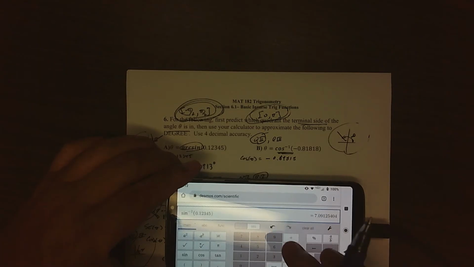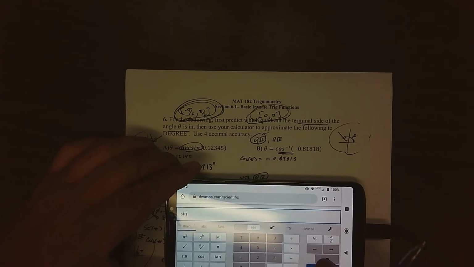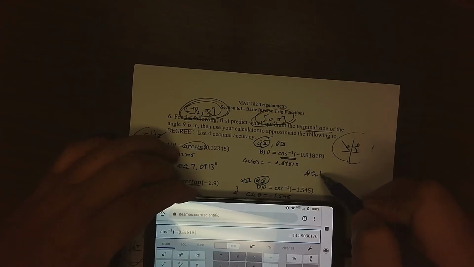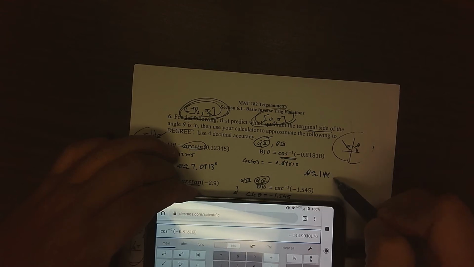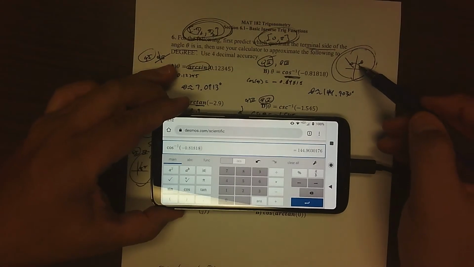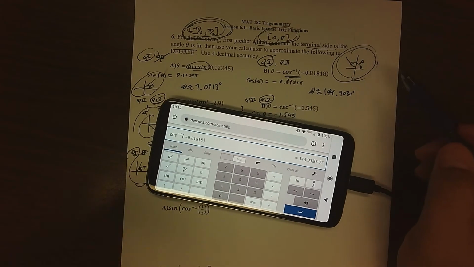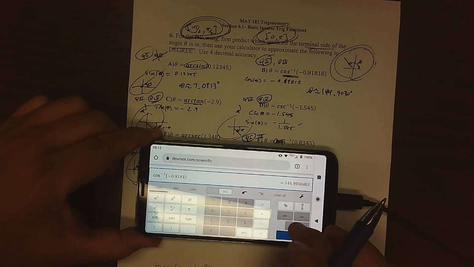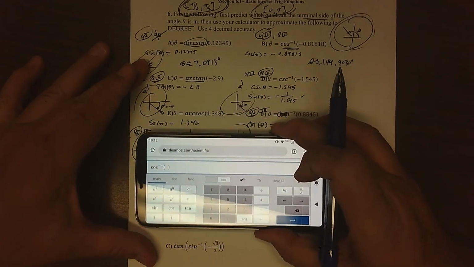For the next one, let me clear that out. We're talking about the inverse cosine of a negative 0.81818. And what I'm getting is theta roughly 144.9030 degrees. That's exactly what I was anticipating. I was anticipating an angle in quadrant number 2, its terminal side lying over there, and that's exactly what I got.